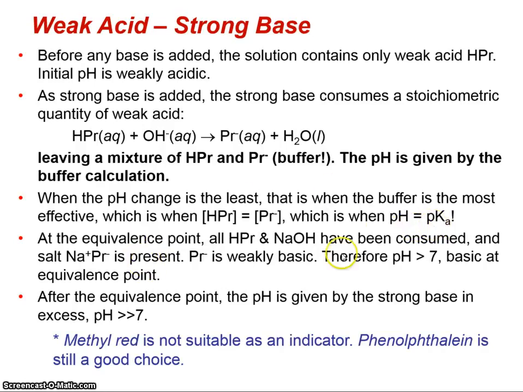At the equivalence point, all of my weak acid has been converted by the sodium hydroxide to the conjugate base, so it's just got the weak base in solution. The pH is going to be up above 7, basic at the equivalence point. After the equivalence point, we're going to see a huge jump in pH. It's going to be dominated by the excess hydroxide that we add in, so the pH is going to be way bigger than 7.